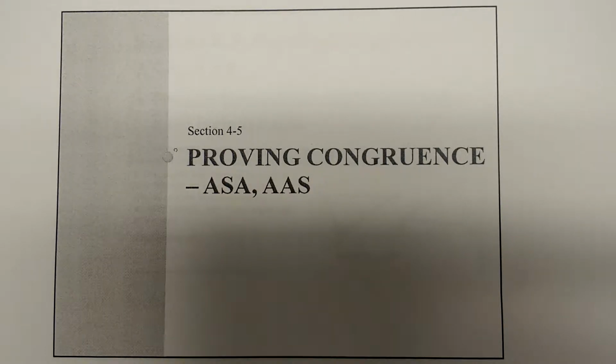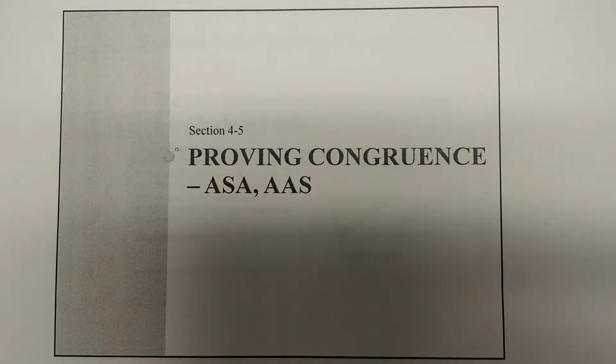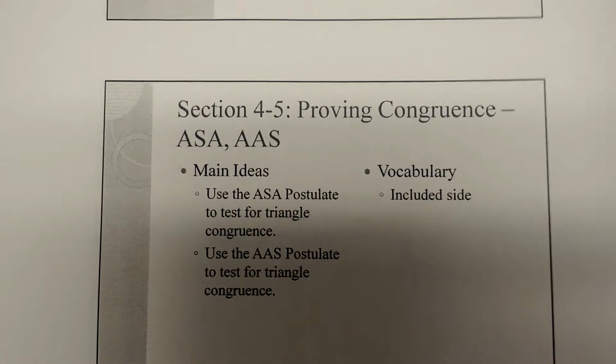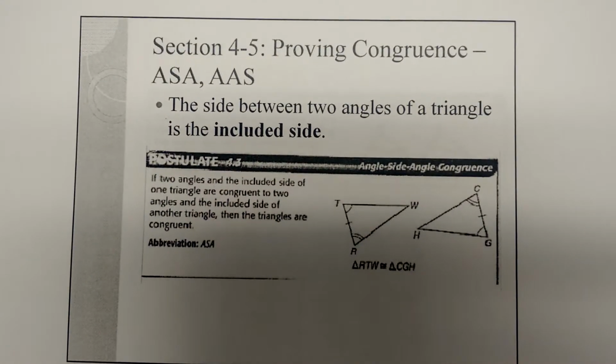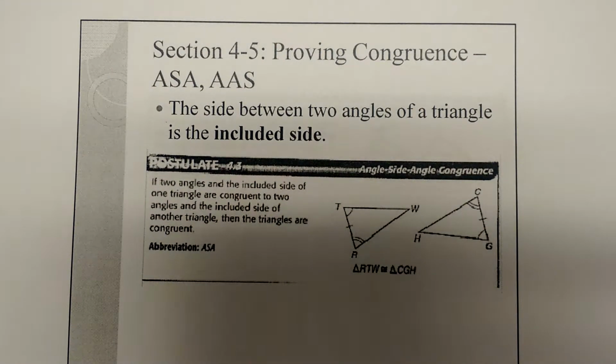Alright, here we have section 4.5, proving congruence by angle side angle and angle angle side. So, vocab and main ideas. Just like you have what's called an included angle, which is the angle between two sides, you can also have an included side, which is the side between two angles, so it's kind of the reverse.